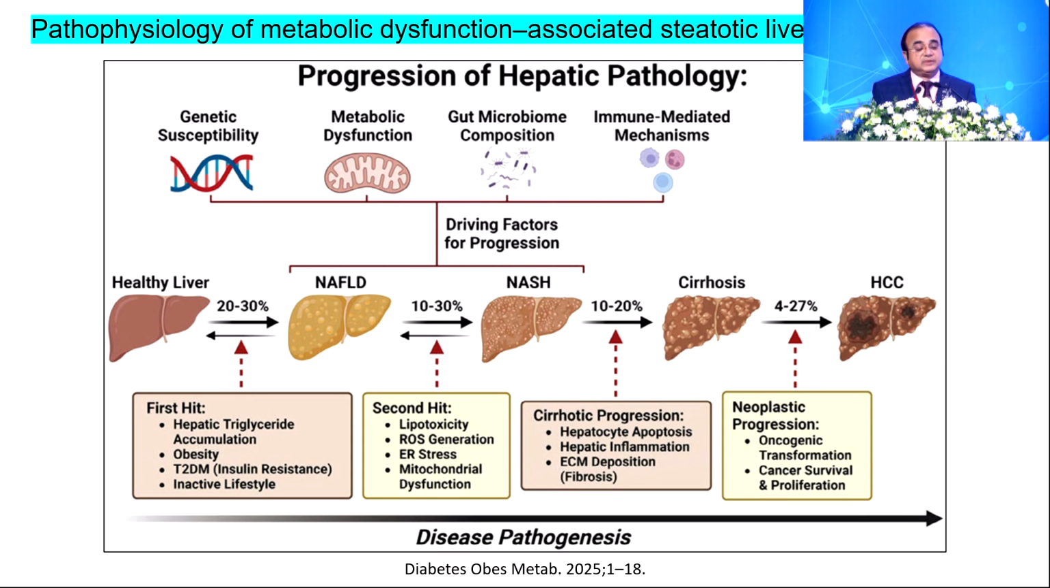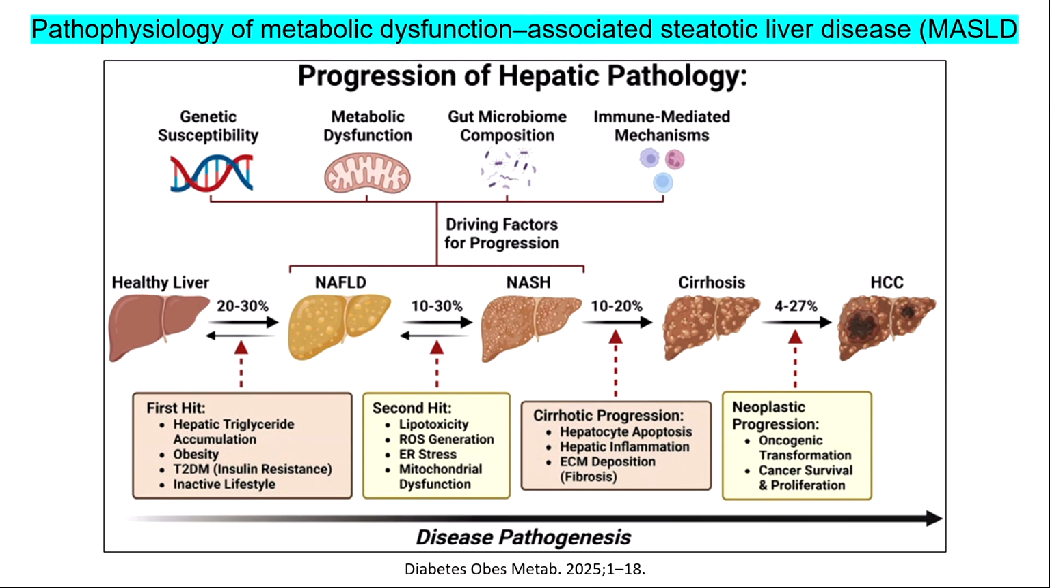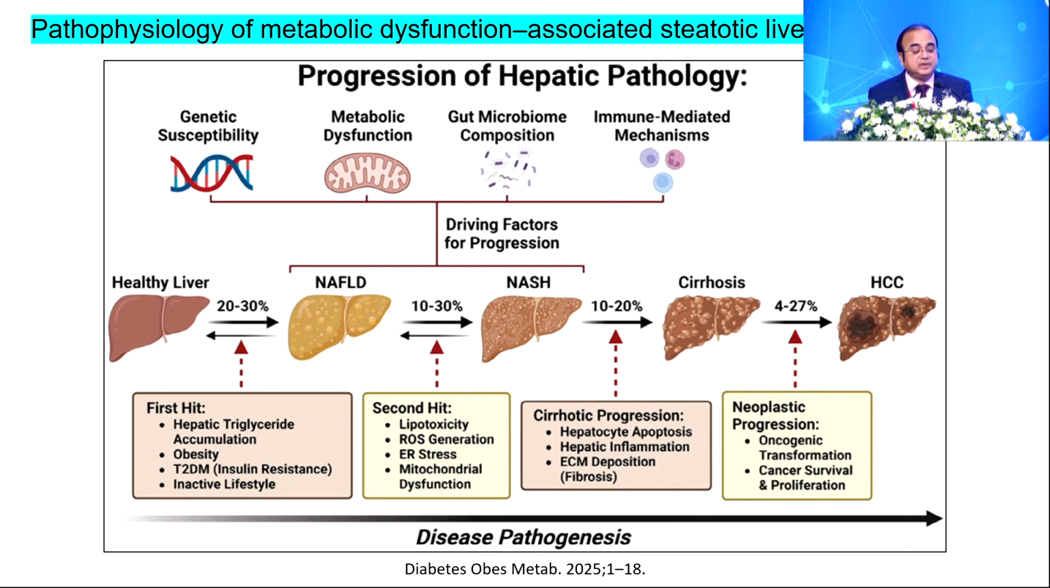So this is from the same paper. I am quoting the progression of hepatic pathology, how it moves. There are susceptibilities like genetic susceptibilities, metabolic dysfunction is there, and the gut microbiome also plays a role in that.